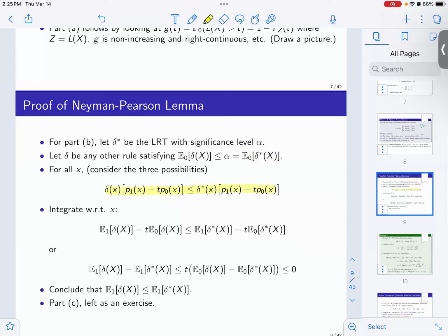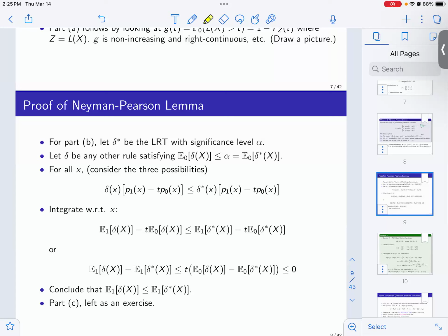This is rather straightforward rewriting of what we did. So this is saying if P1 is bigger than P naught, this is going to be 1. Okay, so this is going to be positive. This is strictly positive. First, I can rearrange the thing.